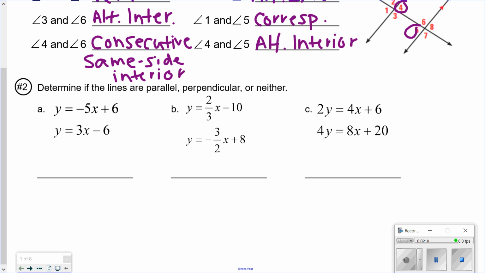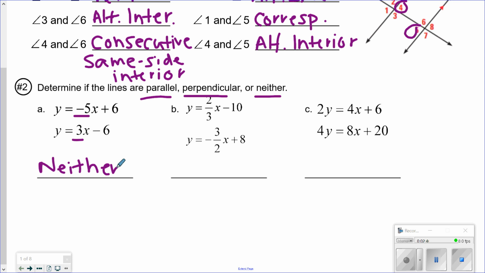Next, let's determine if the lines are parallel, perpendicular, or neither. So parallel means that the slopes are the same. Perpendicular means that the slopes are opposite reciprocals, and then neither means either or. So let's look at the first one. Our slope here is -5, and my slope for my second line is 3. So that means that this would be neither. They are neither parallel or perpendicular.